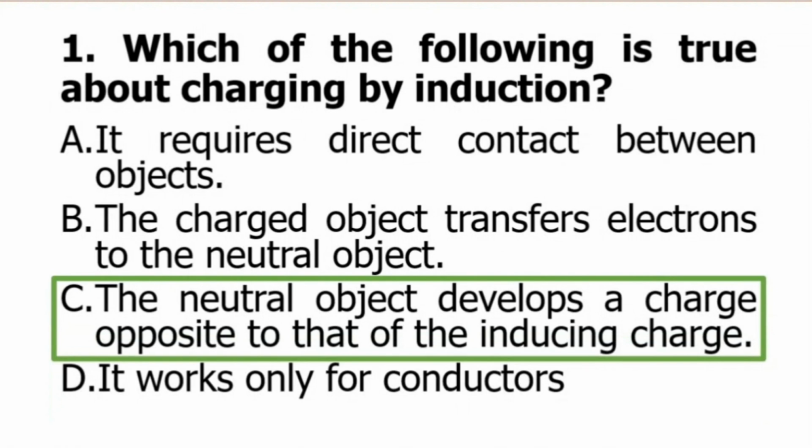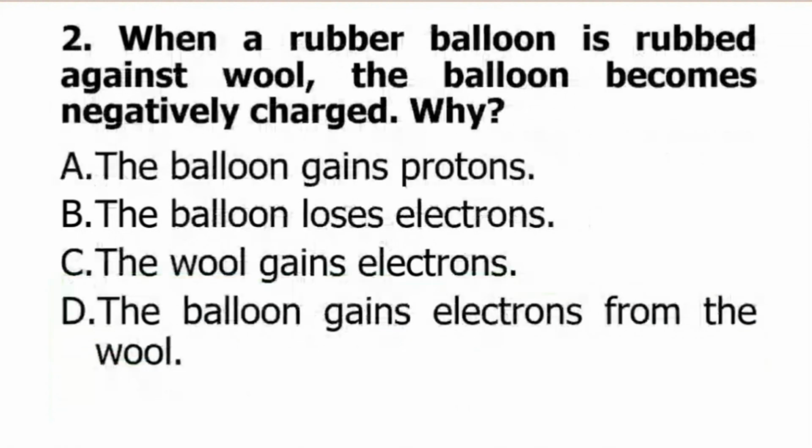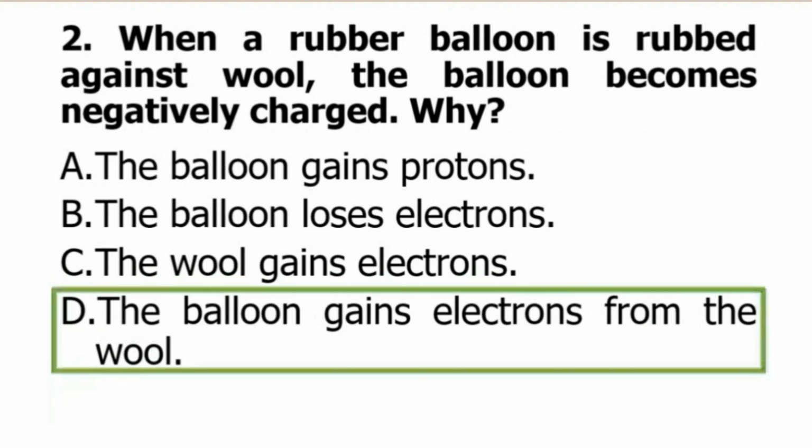How about number 2? Again, you may pause as you try to read and then as you try to answer. For number 2, when a rubber balloon is rubbed against wool, the balloon becomes negatively charged. Why? You may pause. Is it A, B, C, or D? The answer is letter D. The balloon gains electrons from the wool. The reason for this is that rubbing transfers electrons from the wool to the balloon, which gives it a negative charge.